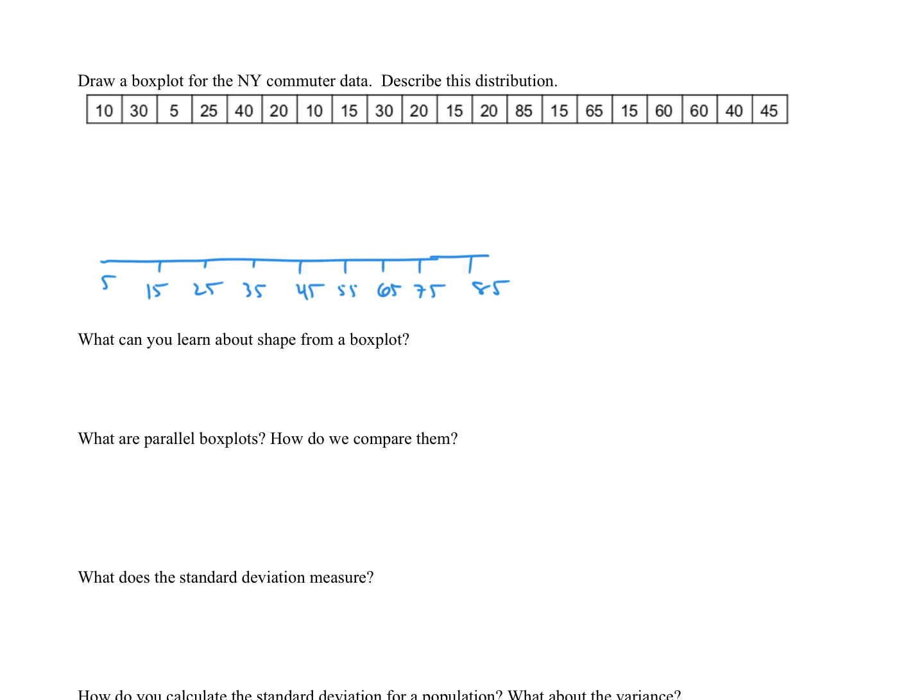We're going to put a label. So this is in number of minutes. We're going to put a title, like New York commuter data.